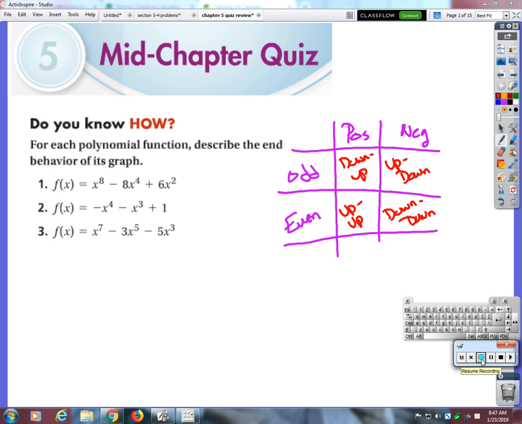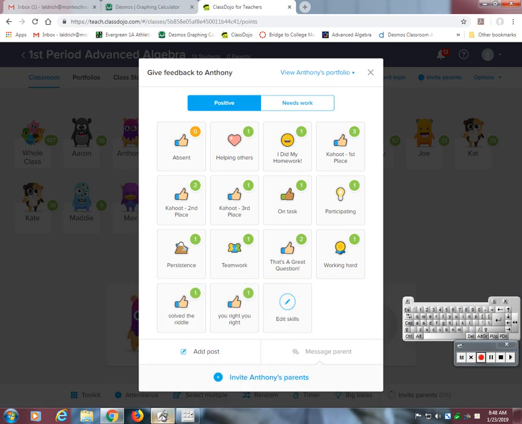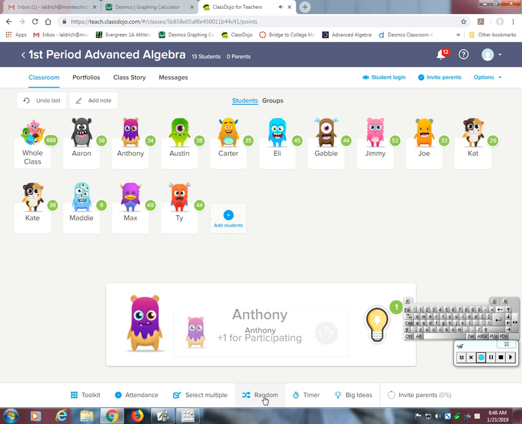Anthony, what'd you get for number 1? Okay, is it positive or negative? Eli leads the class again. It's positive. Is the highest exponent odd or even? The highest exponent is 8. Is that odd or even? Even. So that means it's positive even. So this one is going to be up, up. Okay?